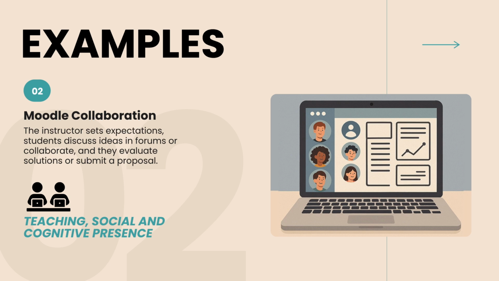Example 2. Moodle collaboration. Let's say students are in a Moodle course working on a group project, like brainstorming ways to integrate technology into teaching. The instructor sets expectations and posts prompts. That's the teaching presence. Then the students discuss ideas in forums or collaborate on a shared Moodle wiki.